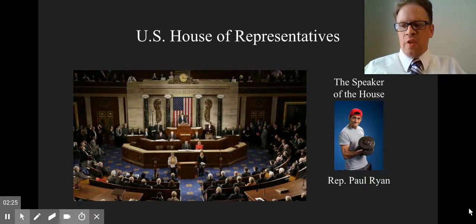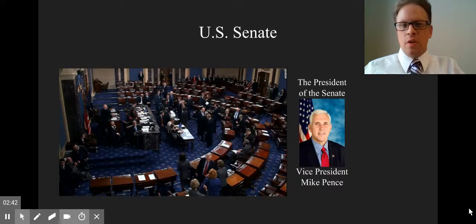In the House, the majority party chooses one of its members to serve as the Speaker. That's commonly acknowledged to be the leader of the majority party in the House of Representatives. Again, Paul Ryan is serving that role. He is stepping down, so the next Speaker will be decided after the outcome of the next election.